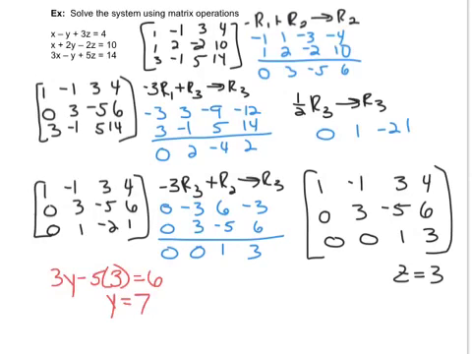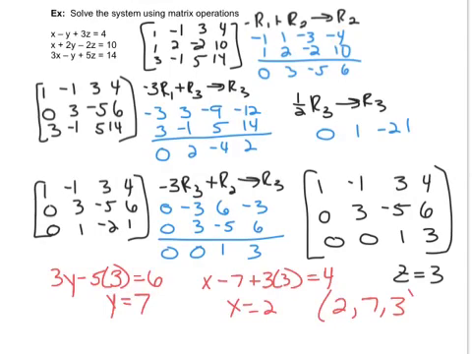Finally, we take those two answers and we solve for x. X minus 7 plus 3 times 3 is equal to 4. You solve all that. X minus 7 plus 9 is equal to 4, and you get x is equal to 2. So my final answer is 2, 7, and 3. And we will work more of these problems in class to get you used to this notation.